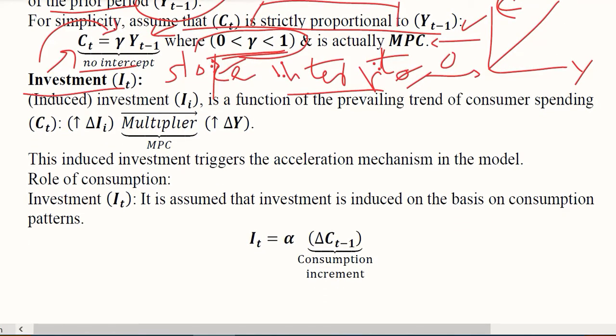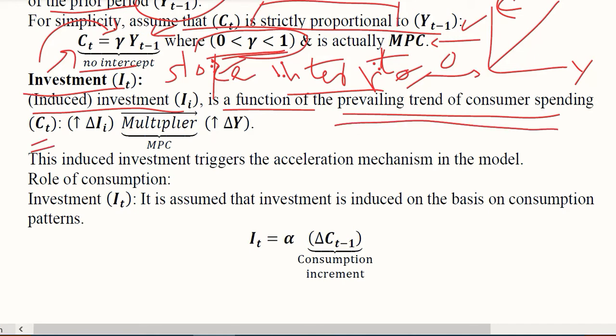Investment, now let's talk about this part of the expenditure stream. In this case, induced investment is what we are considering, because the process is induced due to the expectations that are built on the side of the investors. It is a function of the prevailing trend of consumer spending. As I was saying, the expectations regarding consumption, so the prevailing trend of consumer spending, is what is going to be observed by the investors.